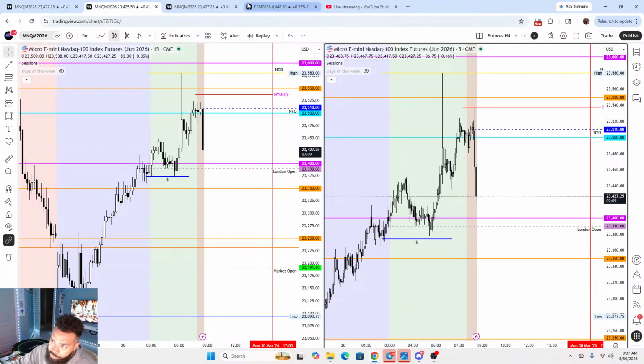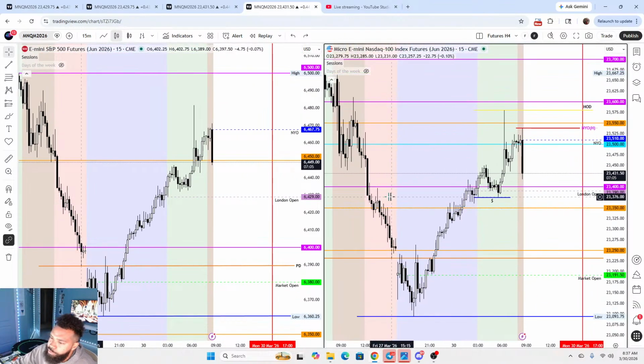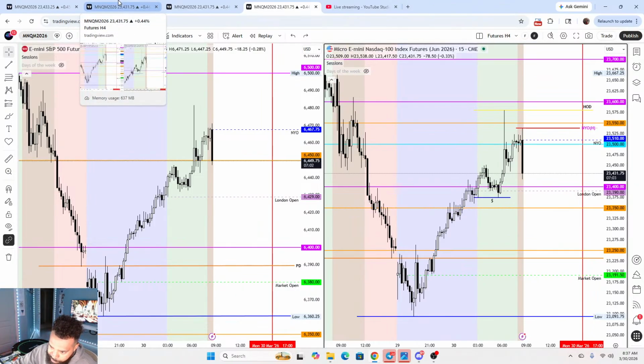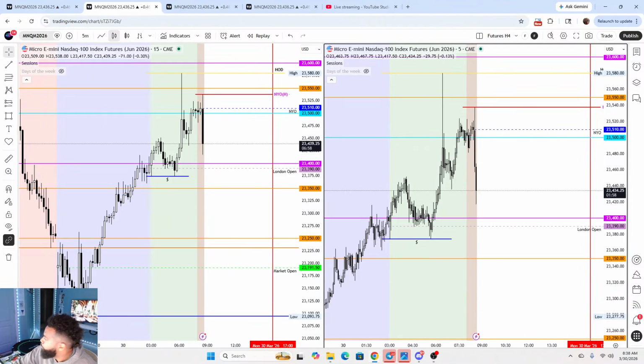ES is weak as well. Just want to show that really fast. You are seeing that weakness on ES at the same time. So that'll be interesting to see if we can make our way down to that quarter level or not. But I'm locked in right here, guys, because I do see something potential inside this FVG for the buy side, so I'm watching this very tightly.